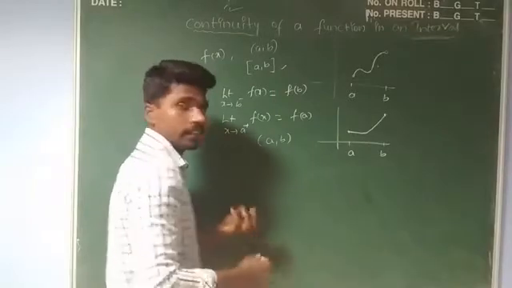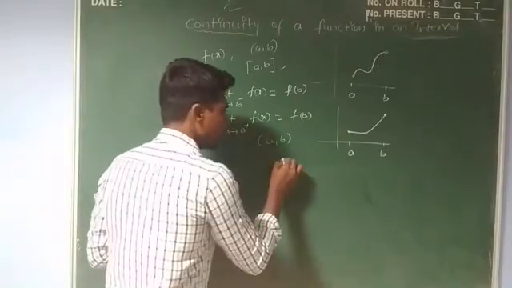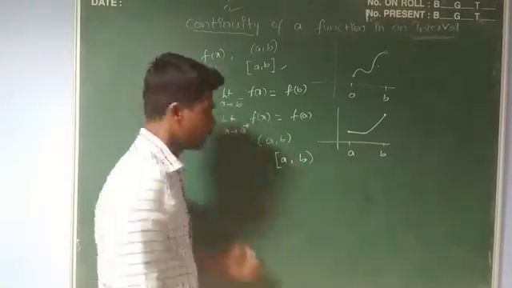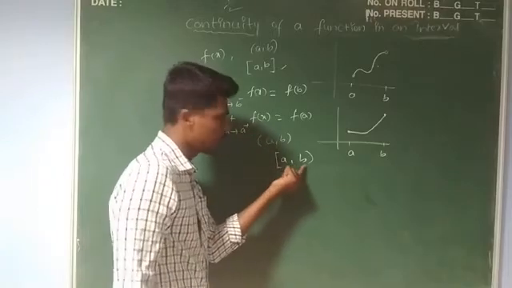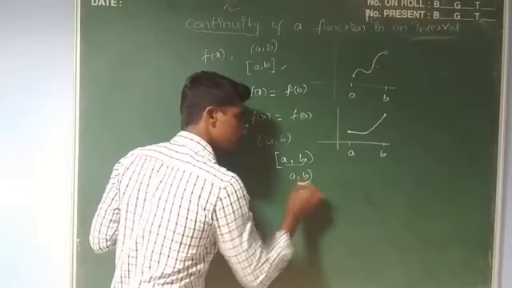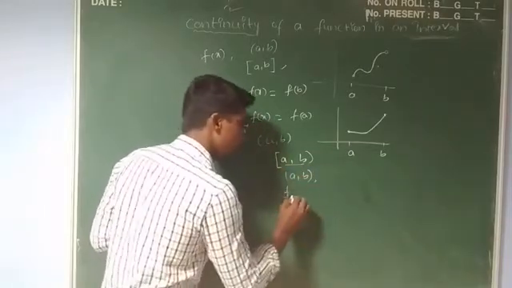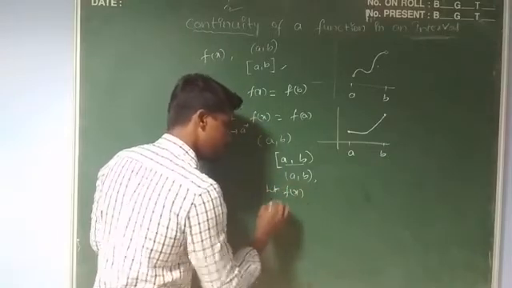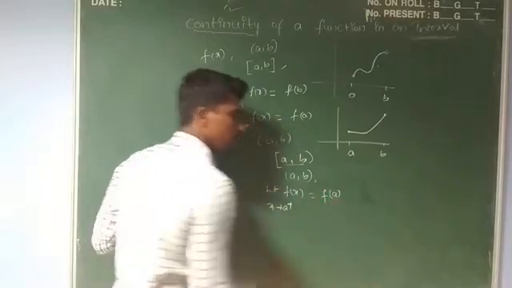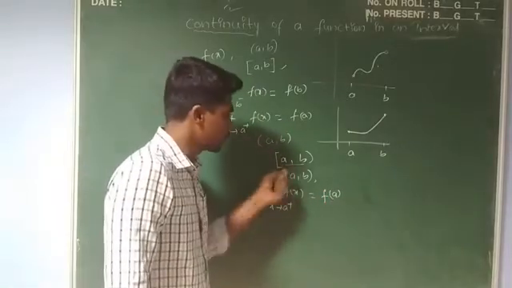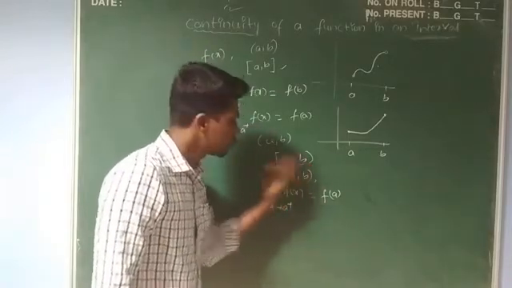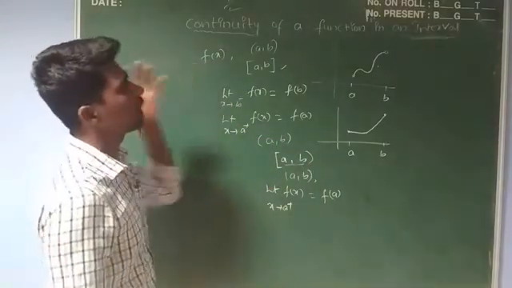So when can I say the given function is continuous on the interval a comma b, where a is closed and b is open? I can say the given function is continuous in this interval if for every point in between a and b the given function is continuous, and the limit of f of x as x tends to a plus is equal to f of a. Then we can say the given function is continuous in the closed-open interval. So this is the continuity of a given function in a particular interval.